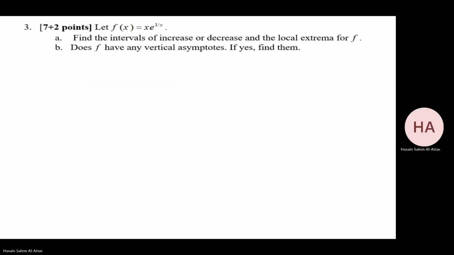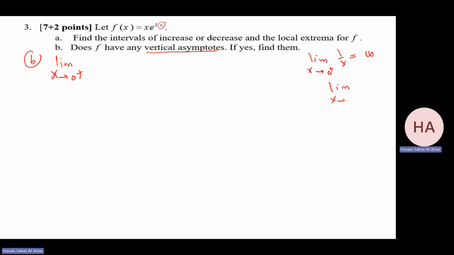This is the last one before I stop this recording. Same thing. Also, we add vertical asymptotes here, which is clear about 0. So let me do B first. Okay, so I need to check the limit. This goes to 0 from right and from left, because I know as x goes to 0 from right, 1 over x is plus infinity, but as x goes to 0 from left, 1 over x is minus infinity. So that will make a difference.